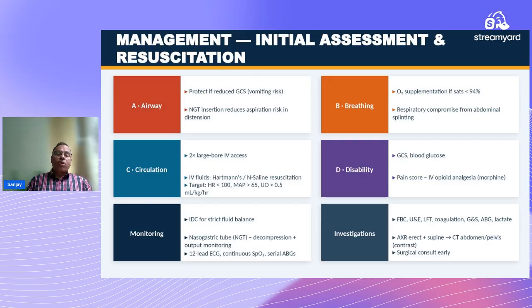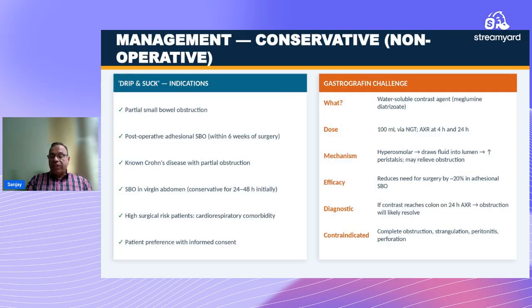So this protocol is basically to stabilize the patient before we go on to do a more definitive process. Now, the question comes whether to do conservative or non-operative management, or operative. The typical conservative management is known by the regimen of drip and suck. And what are the indications?